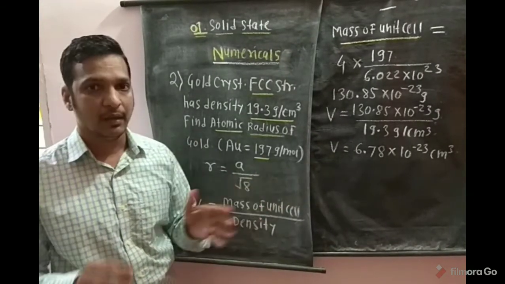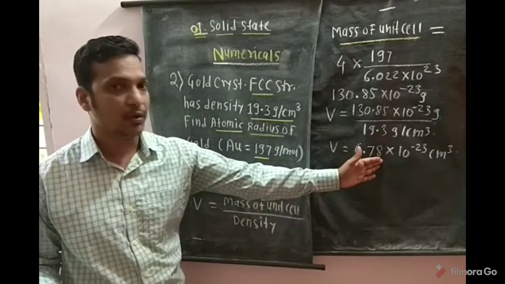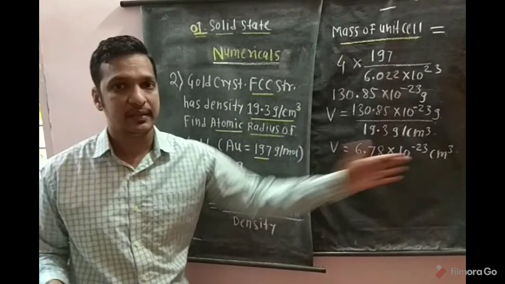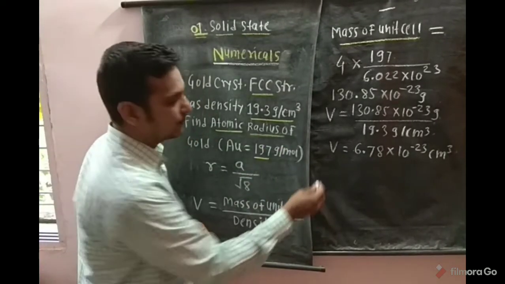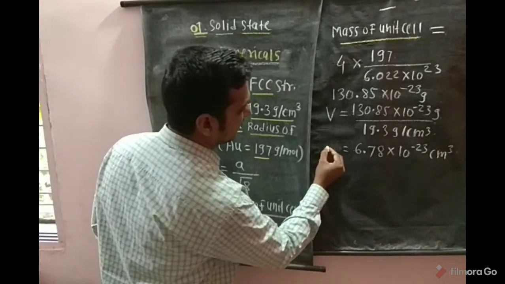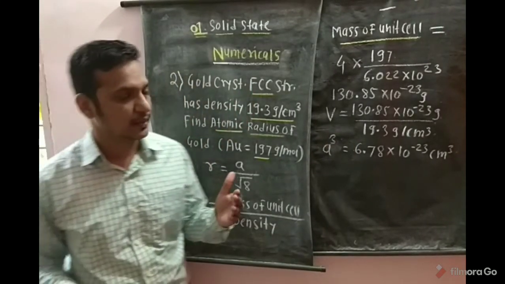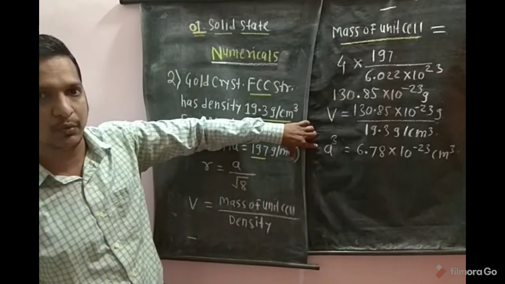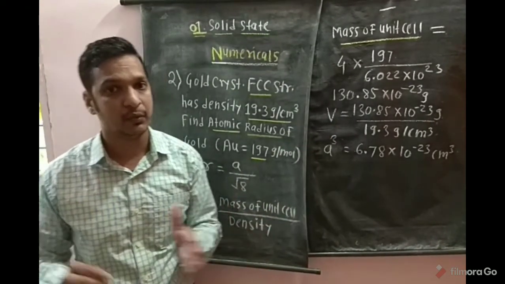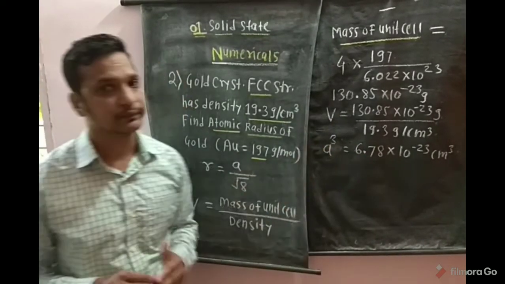Now we know that volume of unit cell means A cube. So we can say that V is equal to A cube. I will write here A cube is equal to 6.78 into 10 raised to minus 23 cm cube, because we know that the total volume of unit cell V is equal to A cube.